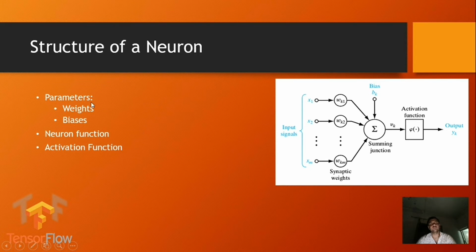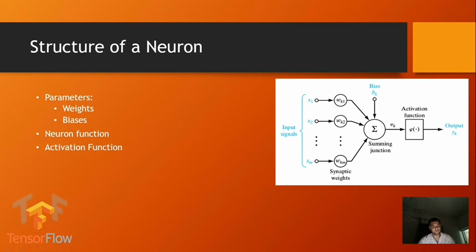A structure of a neuron will have these three parts. The first thing would be parameters, weights and biases. Then a neuron function, that is, what function this neuron performs. In this case it's a summing function, that is just a simple linear sum. And an activation function, which is performed on the output of this. This whole thing is called a neuron.